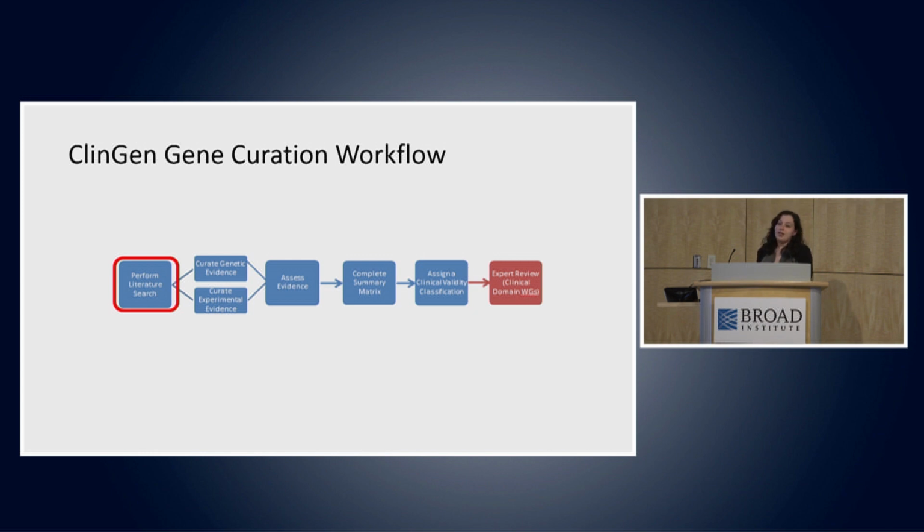And then we'll bring that to most likely one of the clinical domain working groups like the Brugada syndrome group that I showed you in ClinGen, that has a bunch of experts, national and international experts, that will weigh in on that gene curation, change anything that they feel should be more concordant with the disease area, and then finalize the curation.